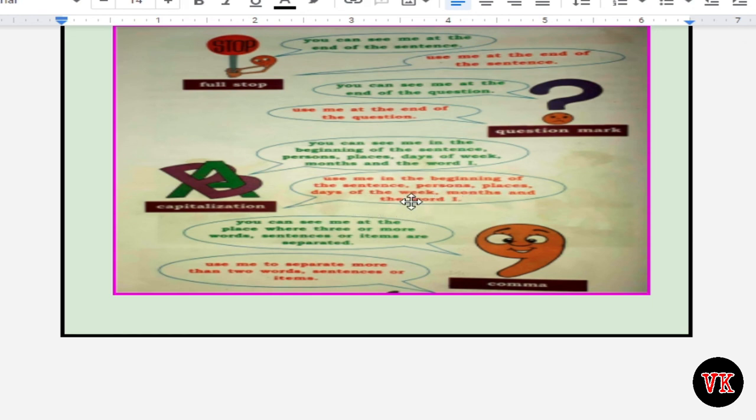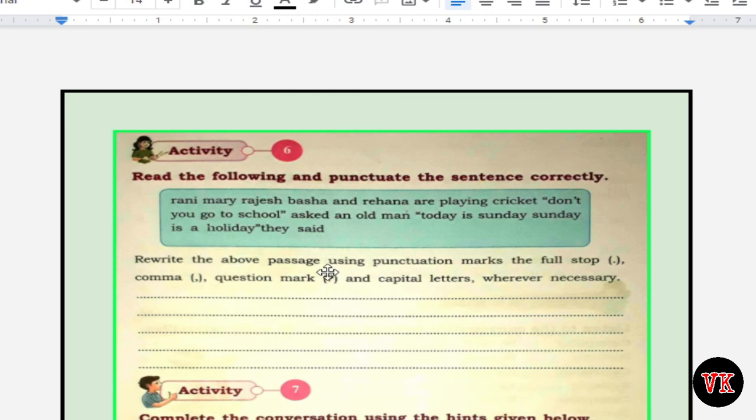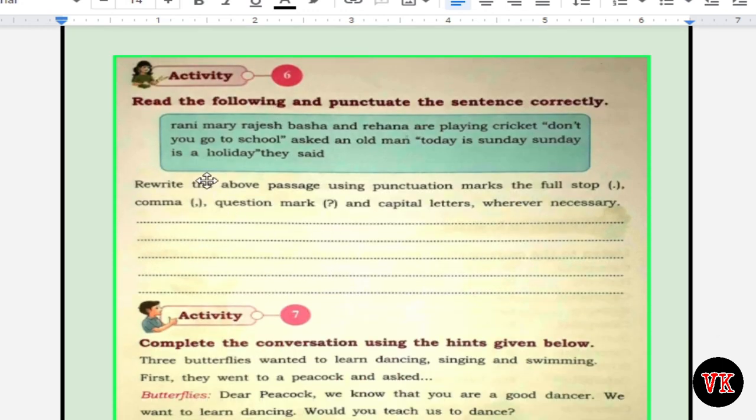Next, we have to give these two activities to children. The first activity is read the following and punctuate the sentences correctly. Rani, Mary, Rajesh, Basha, and Rehana are playing cricket. Don't you go to school? Asked an old man. Today is Sunday. Sunday is a holiday, they said. In this paragraph, there is no punctuation. Question mark, full stop, comma. Rewrite the above passage using the punctuation marks and full stop, comma, question mark, and capital letters whenever necessary.